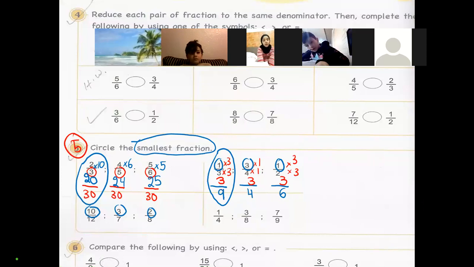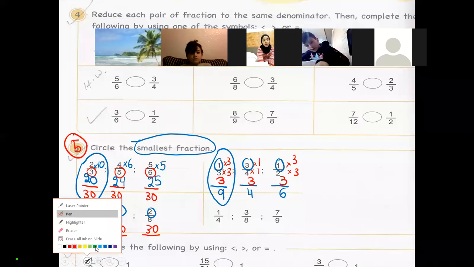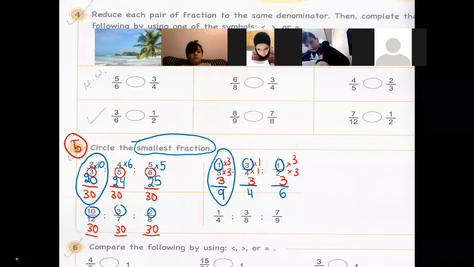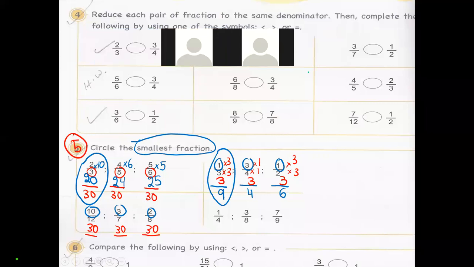It is 30. Majid? Multiply by 3. Bravo. 10 times which number equals 30? So we have to multiply by 3.